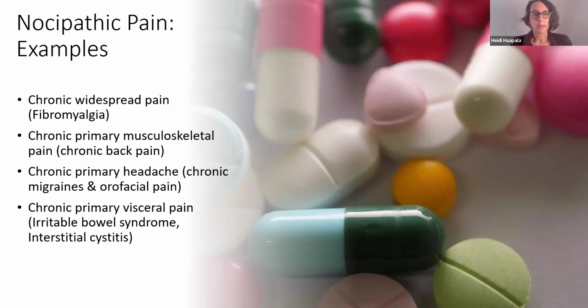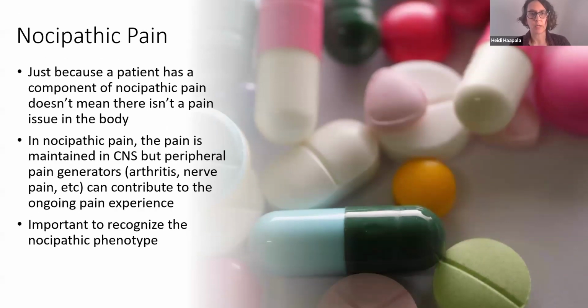So some types of pain that are considered examples in this category are chronic widespread pain, or something called fibromyalgia, chronic back pain, chronic migraines, and then chronic visceral pain, or something like irritable bowel syndrome or interstitial cystitis, if you've heard of those terms. So it can be all these pains in different parts of the body and affecting different systems.